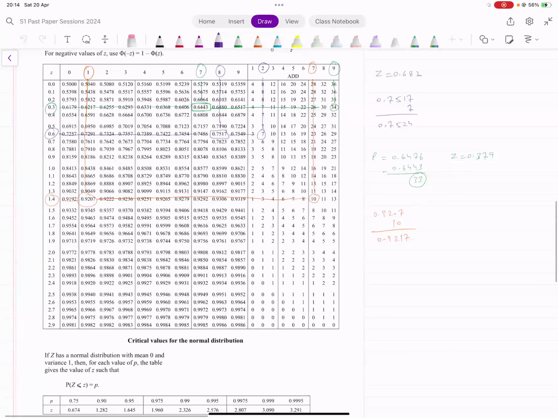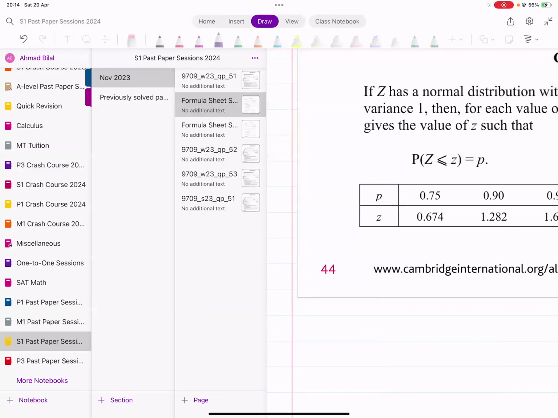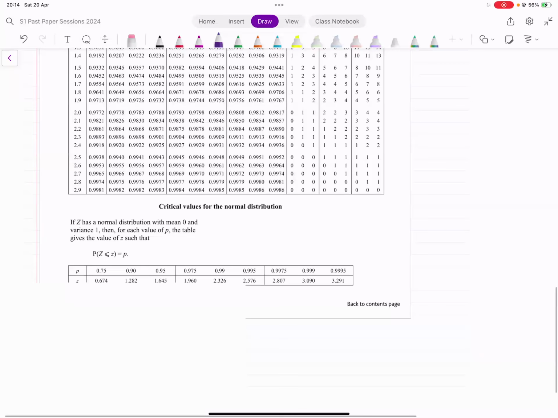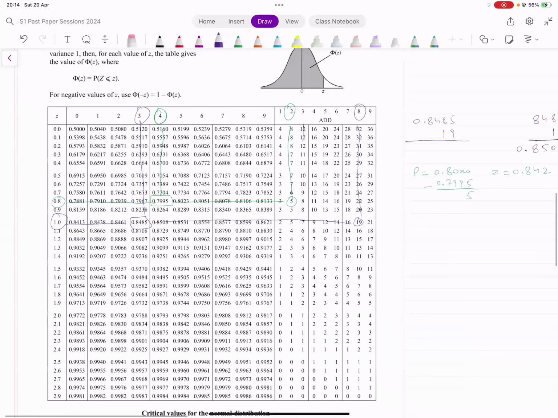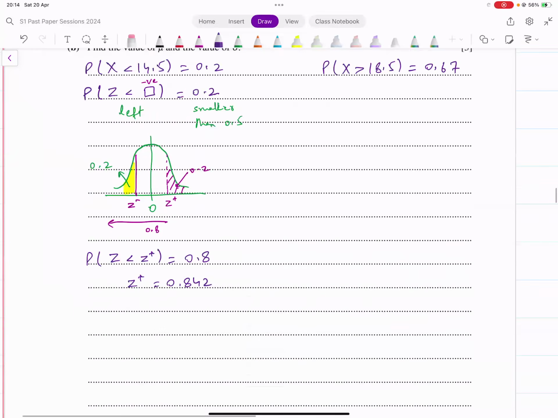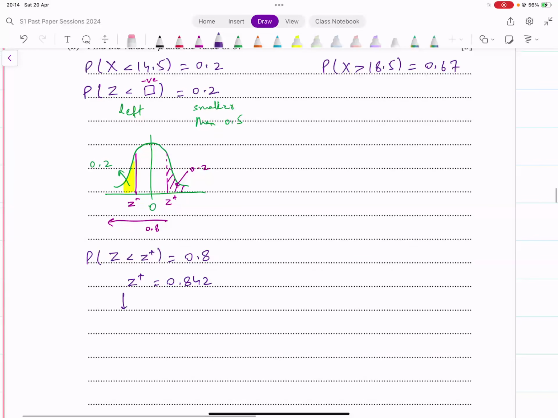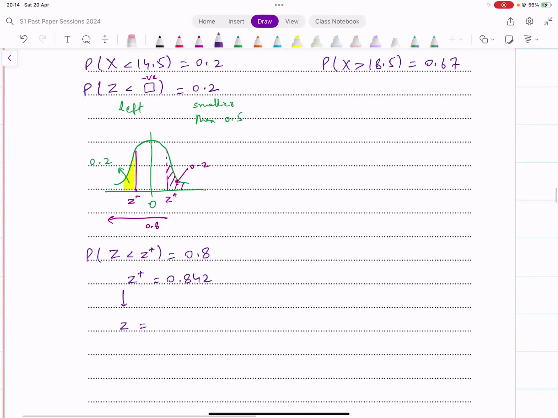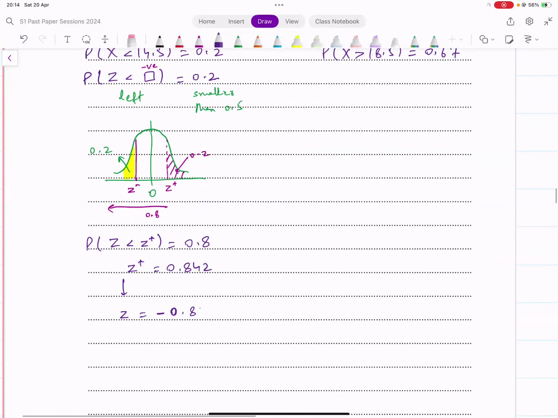Okay, I'm sorry. 0.842. Yeah, that's correct. That's what we wrote there. Okay, so positive z value is 0.842. So what's the actual z value? Since it was supposed to be negative, 0.842 is the value that we found from the table, but z was actually supposed to be negative. So z is basically minus 0.842.